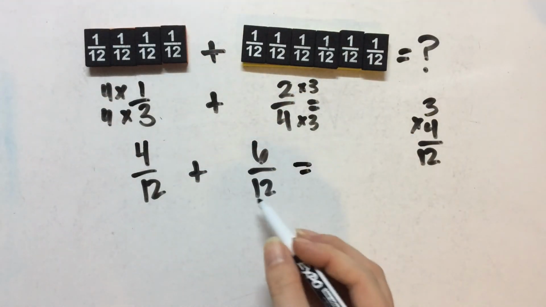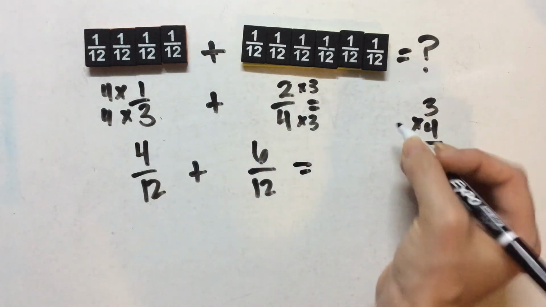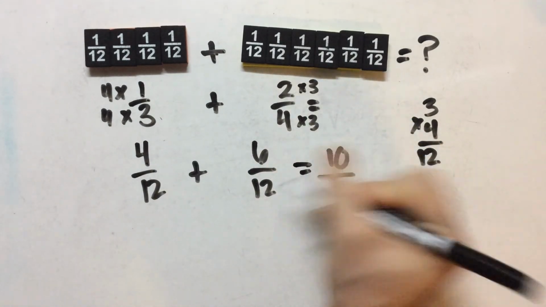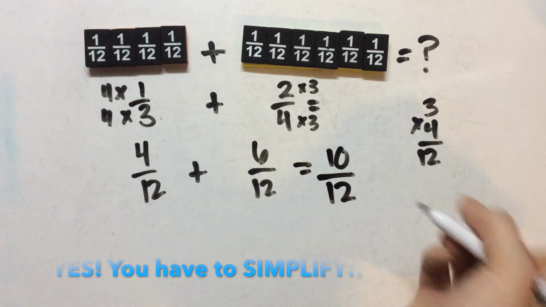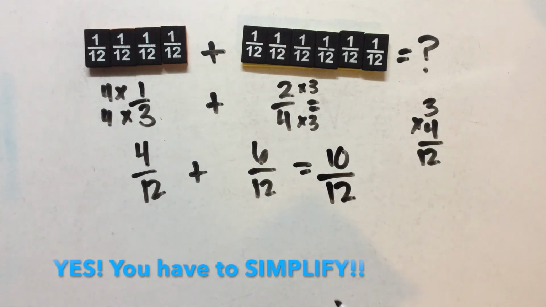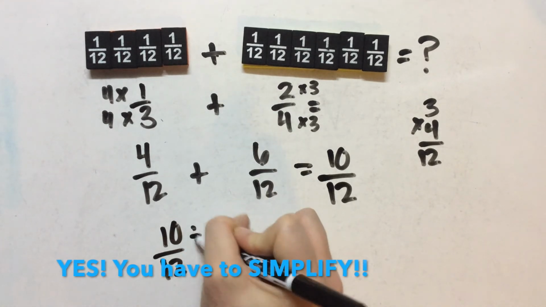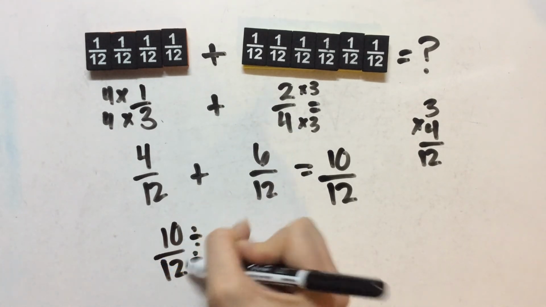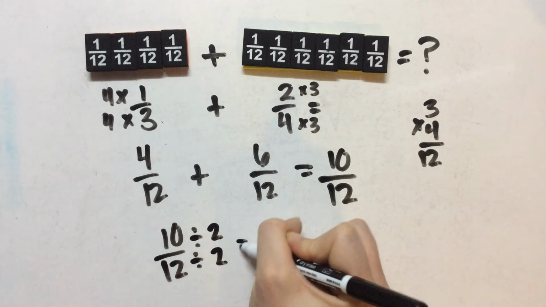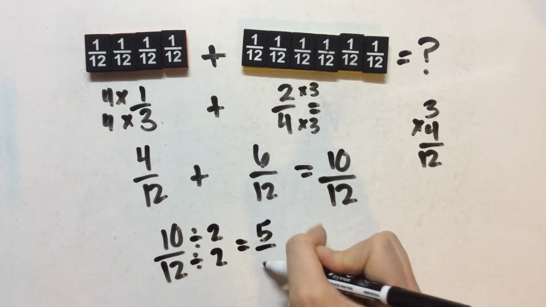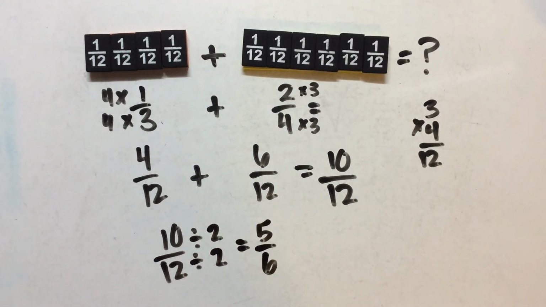So 4/12 plus 6/12. 4 plus 6 gives me 10. Denominator stays the same. 10/12 is not in simplest form, so we take 10/12 and we can divide it by 2 because they're both even numbers, which gives us 5/6. And 5/6 is in simplest form because it's 1 away from itself.